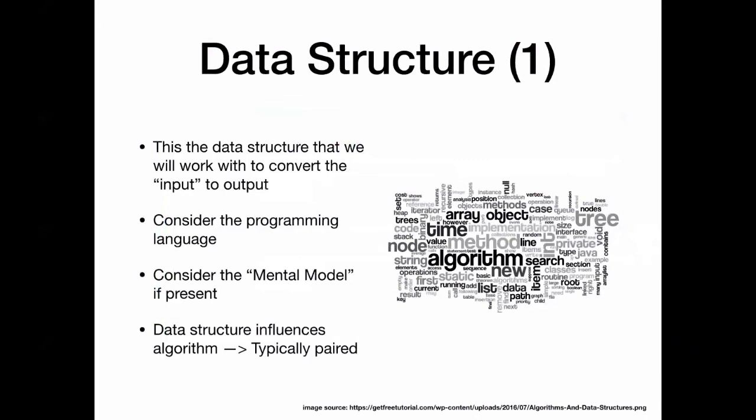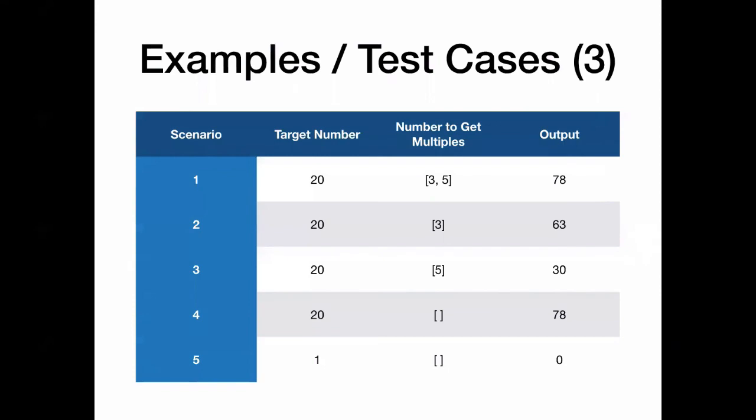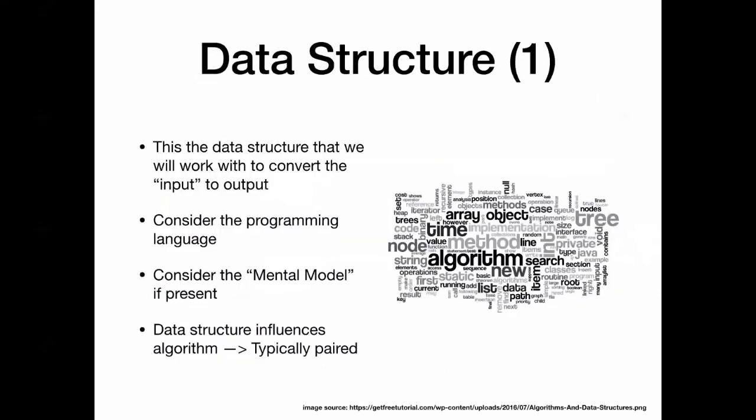The next one is data structure. So now that we have the rules, the understanding of the problem, and the test cases, we want a data structure that we can work with to convert the input to the output. A consideration here is the programming language that we're going to use. It's not the main thing, but it's important, because the programming language sort of scopes the possible data that we can work with.